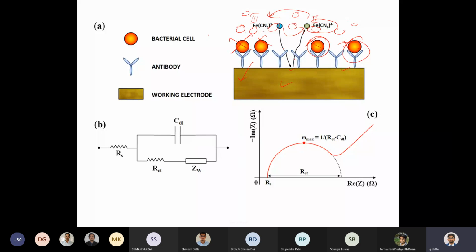But if you fully immobilize the surface, if the whole surface is coated by protein, meaning your target concentration is very high, then your whole surface will be covered by the target. It will form a non-conducting protein layer, so it will hinder all the electron flow. So you will get the highest impedance in this case. When your concentration is highest, you will get the highest impedance.